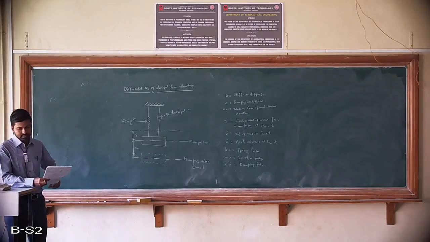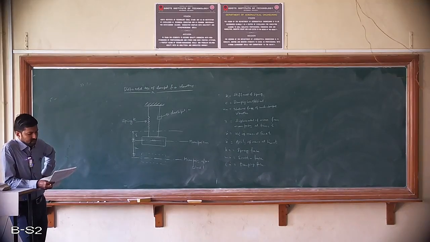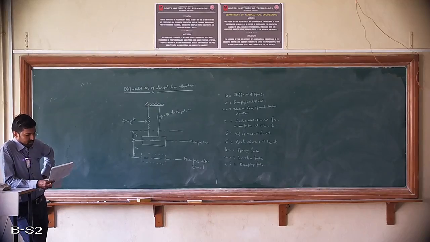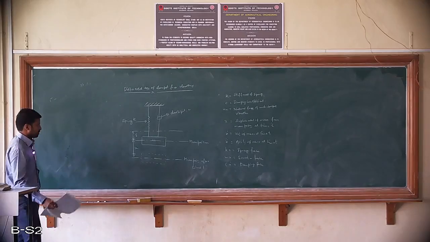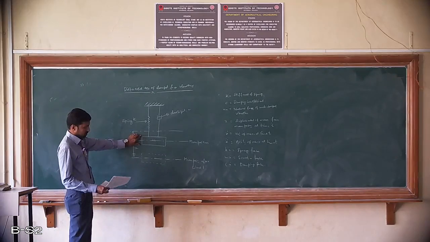Next, take down. Let the body, which is shown here, be displaced by a distance x in the downward direction from the mean position.